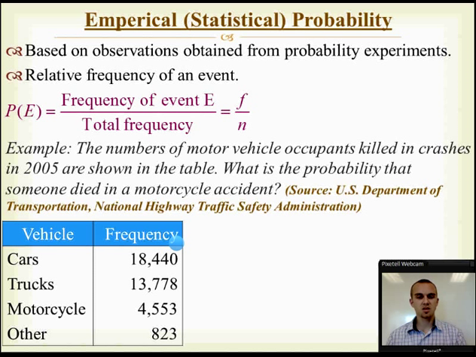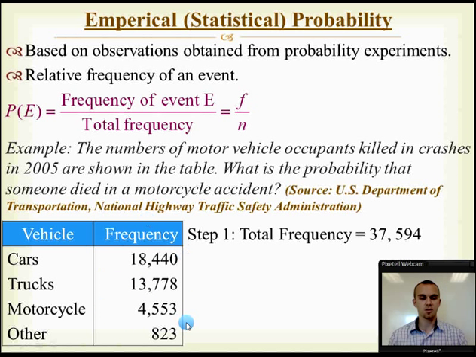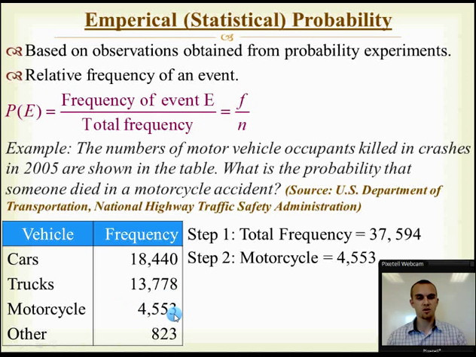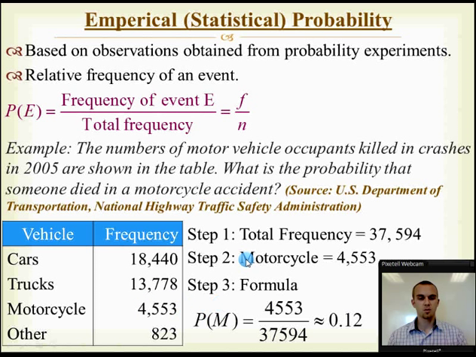So say we go back to the motor vehicle occupants killed in crashes that we've used before. And I want to know, what's the probability that someone died in a motorcycle accident? Well, I know that the total frequency, if I add up all of these, is 37,594 deaths in 2005. Then I know that my frequency for motorcycle deaths was 4,553. So if I want to know the probability of a motorcycle crash causing a death, I just divide my motorcycle by the total and get that it's about 12 hundredths, or 12%.